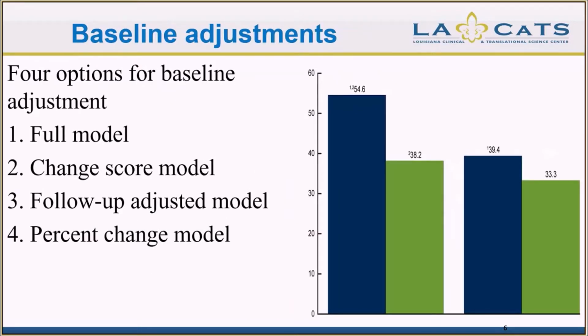So there are going to be four total models we're going to talk about today. We're going to be talking about a full model, then the change score model, the follow-up adjusted model, and a percent change model. We're going to go through each of these and then go through some examples later to show you how they perform differently.